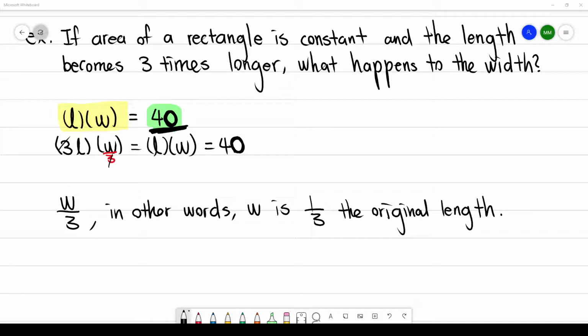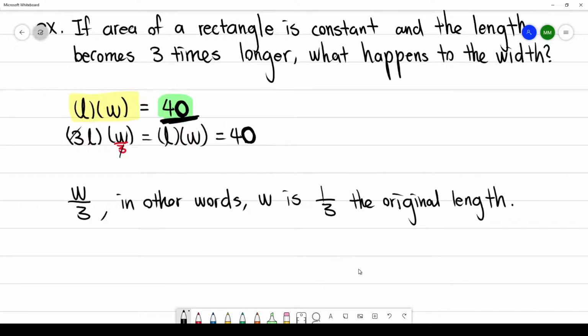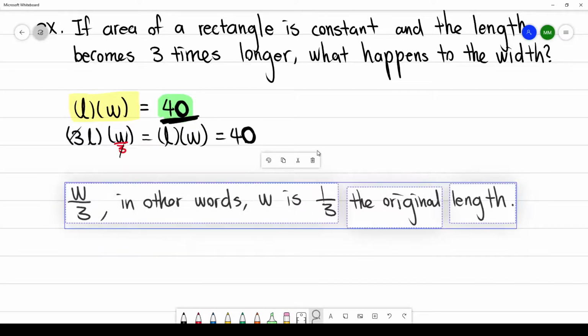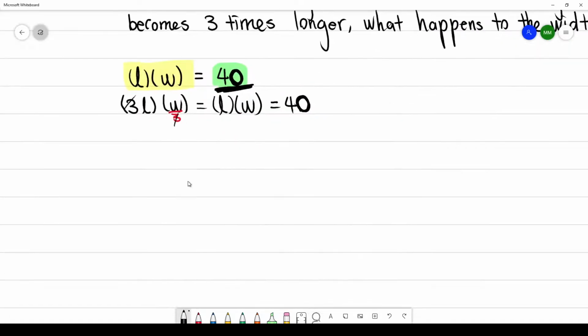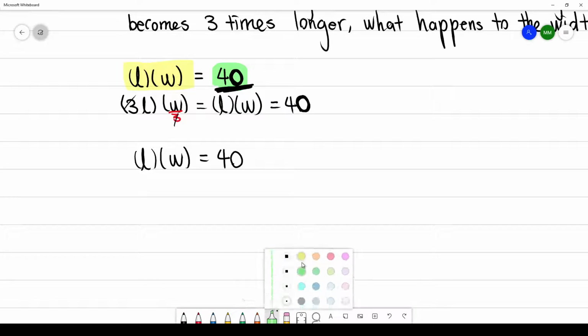So Chloe, this has something to do with substitution actually, and I'll go into that someday later. But essentially, when you say that L times W is equal to 40, you're saying that these two things, the one in the yellow is equal to the one in the green, right?